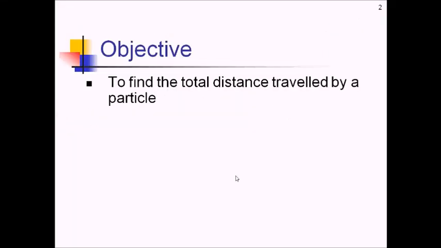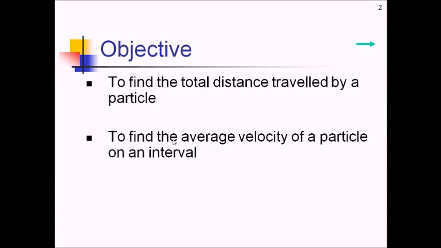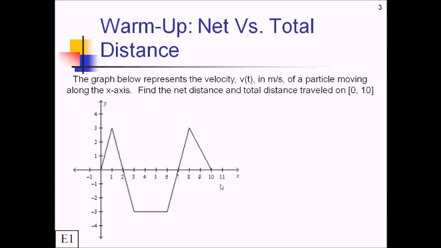In this one, we'll be finding the total distance traveled by a particle, which is a little bit different than its displacement, and we'll also be finding the average velocity of a particle on an interval. For a warm-up, we have a graph representing the velocity in meters per second of some particle moving on the x-axis. We want the net distance and total distance traveled on the interval from 0 to 10.